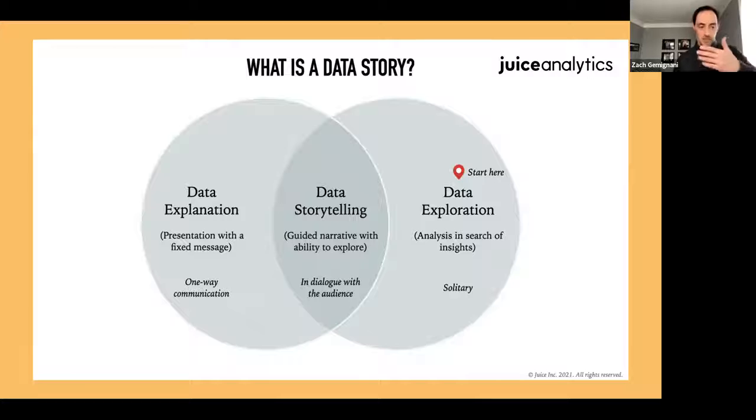Whereas way on the other side of the spectrum is data explanation, where you really have one story to tell. Think of this as you standing up in front of a meeting with a set of slides, really trying to make a specific case. You have a fixed message and there's one-way communication. You're telling people what you found in the data. That's this extreme of data explanation to me.